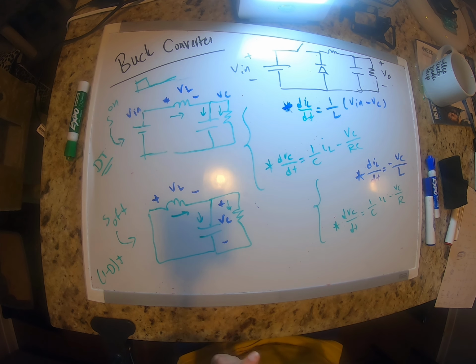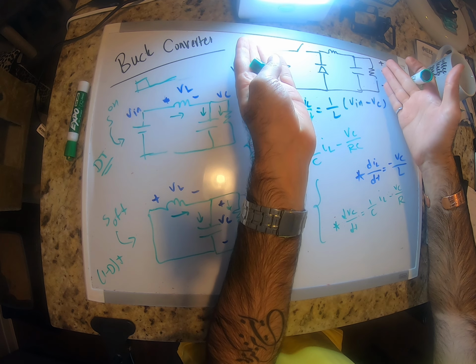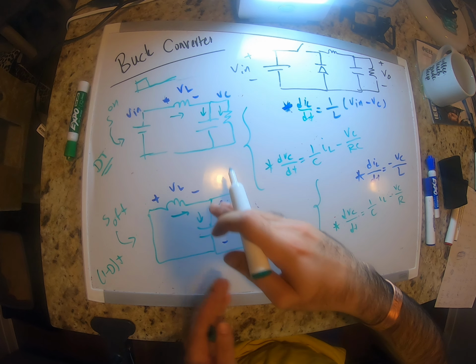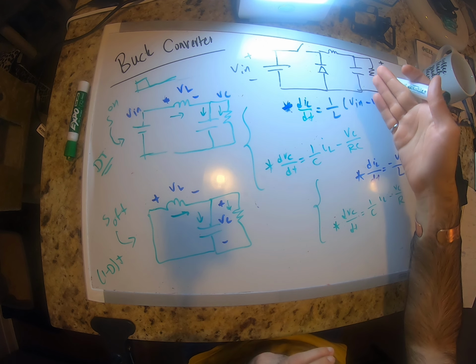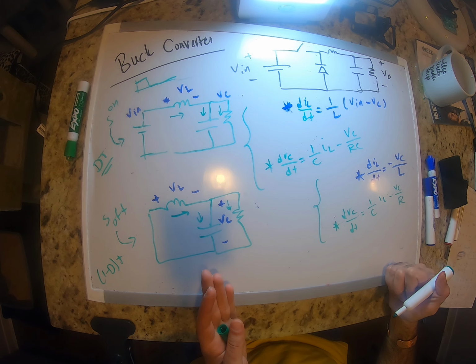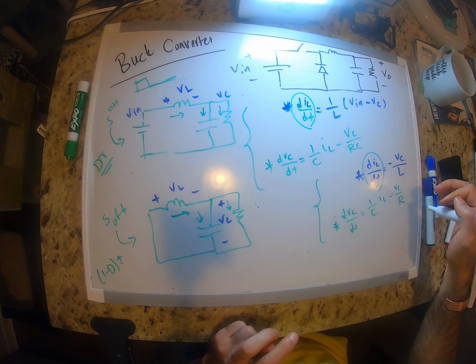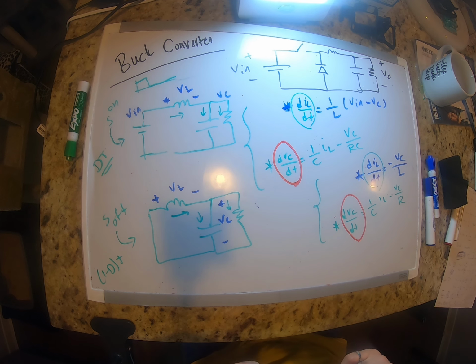Now I want to find the transfer function of this system. I have two different systems here. How can I find the transfer function? How can I merge these two? So I have to find the average. I have to find the average of this value and the average of this value.